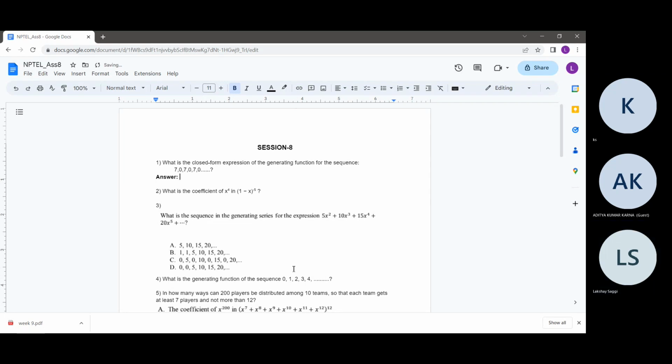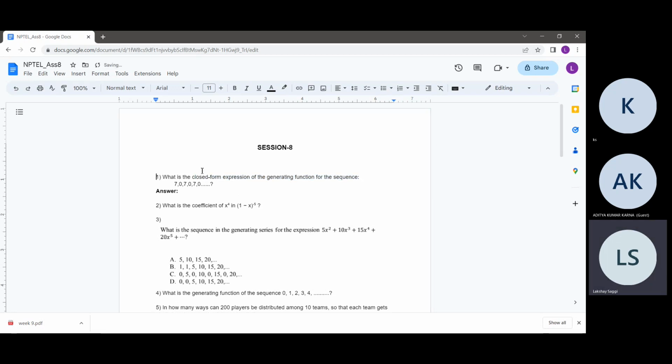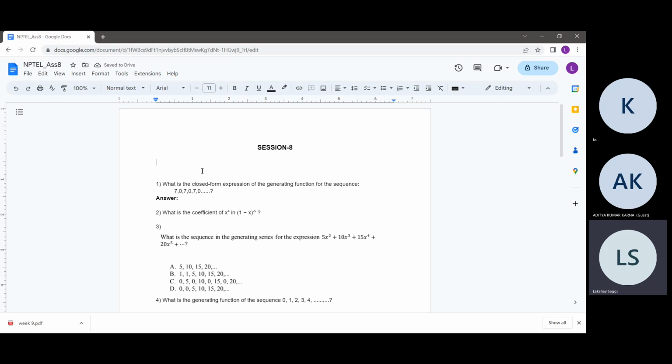The first question says, what is the closed form expression of the generating function for the sequence given here? First of all, just to remind you about the definitions, which you must have studied in lectures: what is a sequence, and what is a generating function? A sequence is just a sequence of numbers. A formal definition of a sequence is a mapping from natural numbers to real numbers, but you can just think of a sequence as a series of numbers in this form.